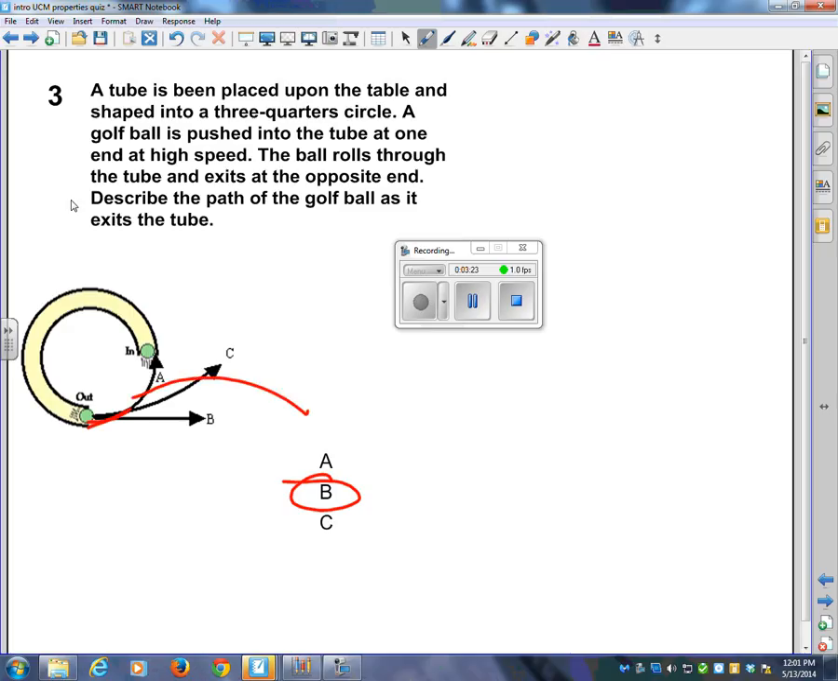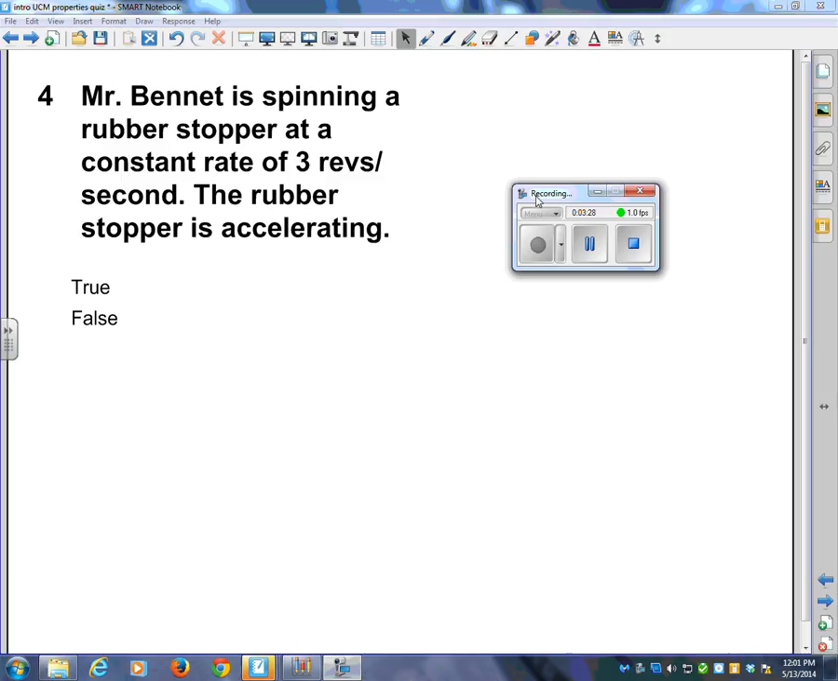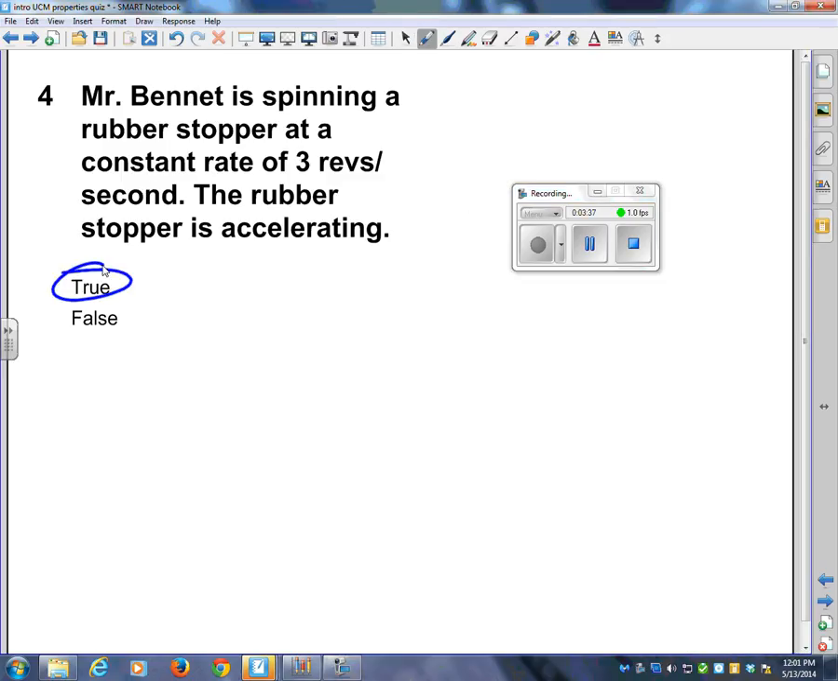Yeah, true enough. Mr. Bennett is spinning a rubber stopper at a constant rate of 3 revolutions per second. The rubber stopper is accelerating. I think we've already answered that. The answer is true. Why? Because it's changing direction.